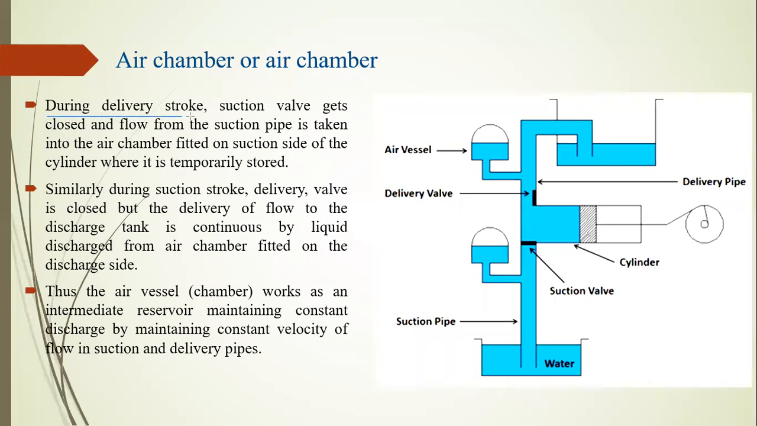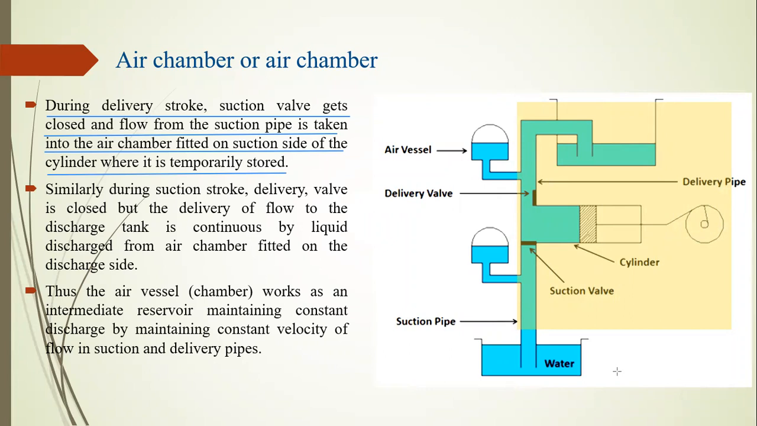During the delivery stroke, the suction valve gets closed and the flow from the suction pipe is taken into the air chamber fitted on the suction side of the cylinder as temporary storage. To understand this sentence, first consider a normal pump like a single acting pump. If we remove both air chambers, this arrangement looks like a single acting reciprocating pump.